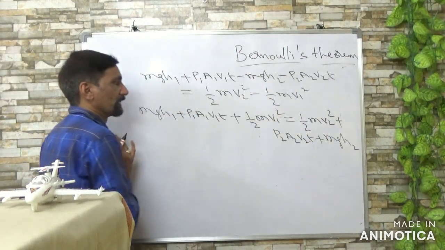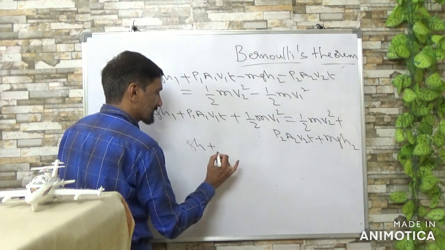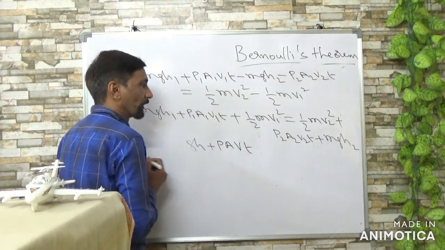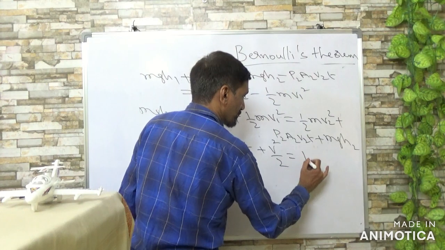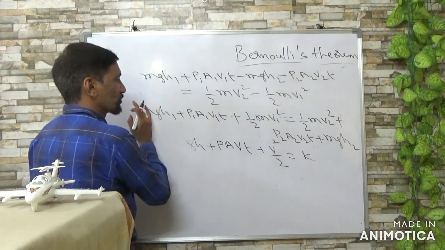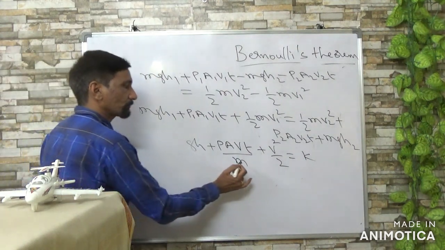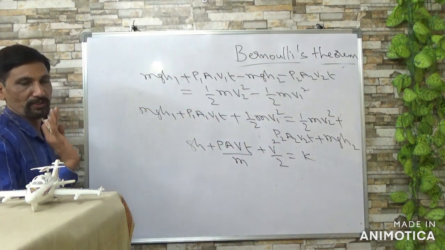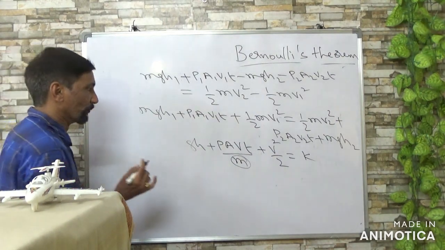You can take m common now and cancel. Then gh plus p a v t, plus v square by 2 is also constant. That is by taking m common. So if you take m common in the denominator, you get p a v t by m plus v square by 2 equal to constant. Mass can be taken as density into volume.